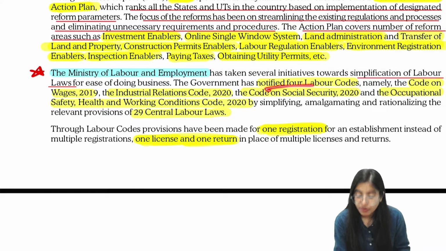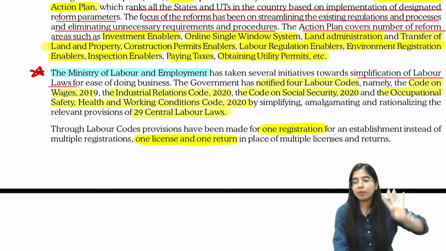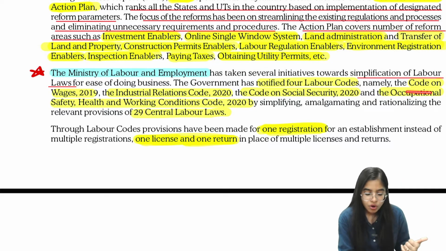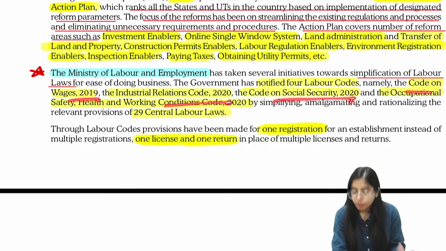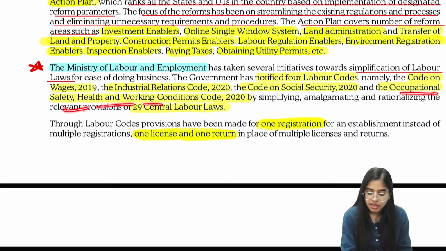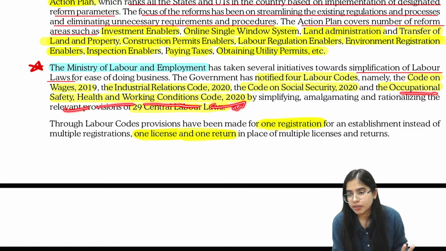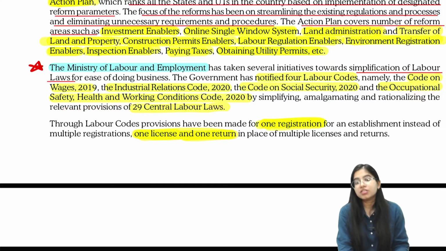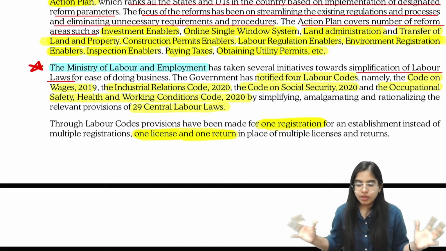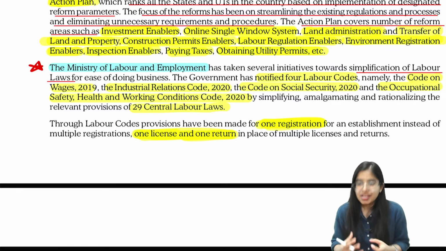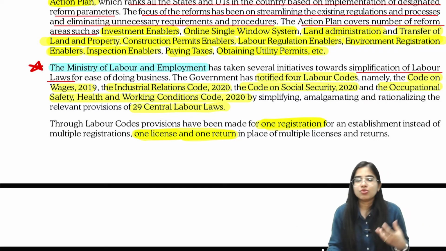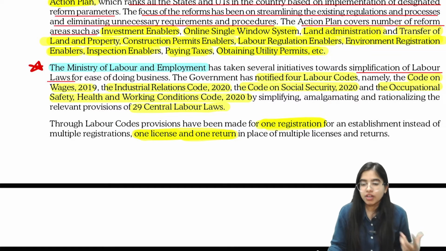And it has notified four labor codes. Like four labor codes will be there. One, code on wages 2019, industrial relations code 2020, code on social security 2020, and occupational safety, health and working conditions code 2020. Why code, madam? Because when you merge a lot of laws, when you merge a lot of acts and make it a single law, that is known as code.